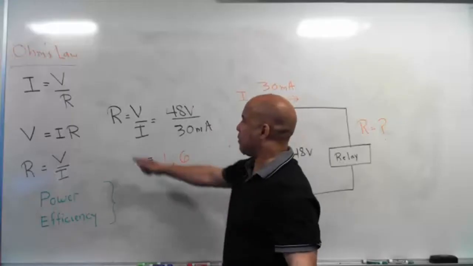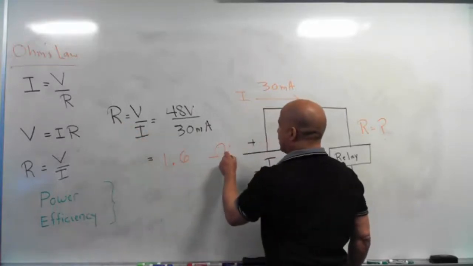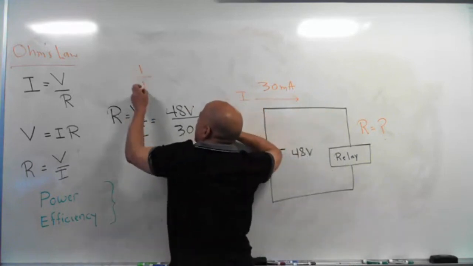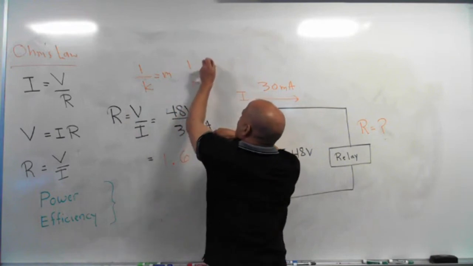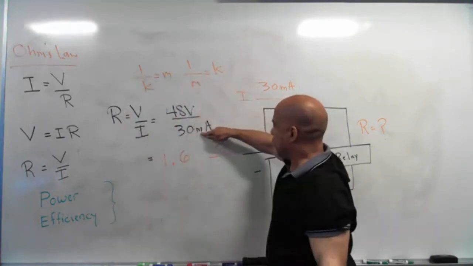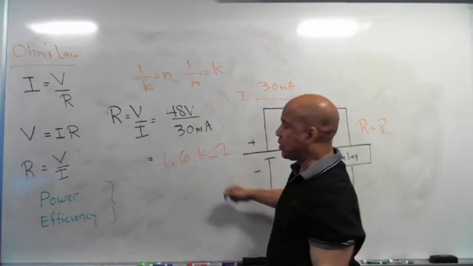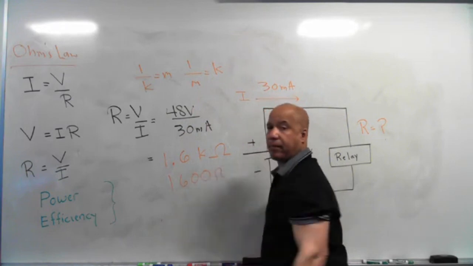6. 1.6. I know I'm talking about resistance, so the unit has to be omega or ohms. And remember, I have 1 over m. If I have 1 over k, it comes up as a milli. If I have 1 over milli, it comes up as a k. Since that's 1 over m, this is going to be k. It's 1.6 k ohms, or I can write it as 1,600 ohms. Either way.